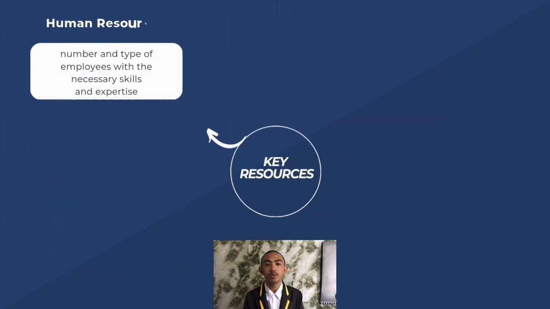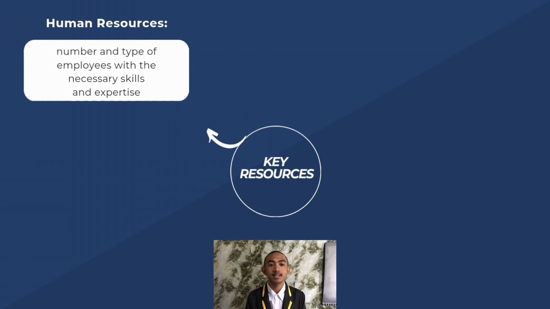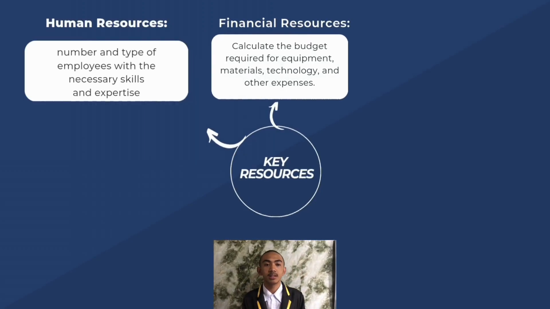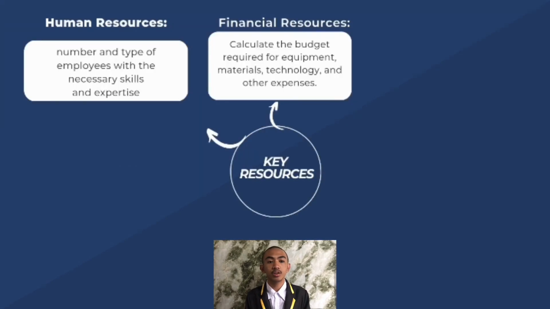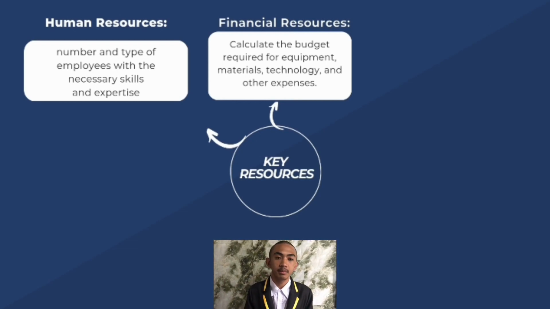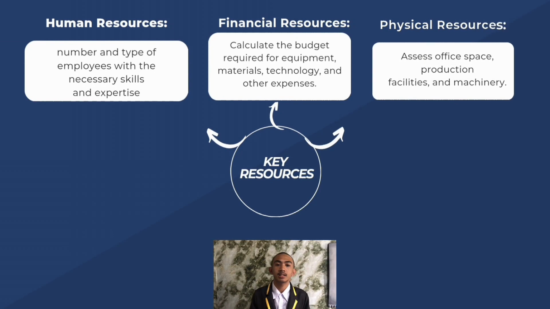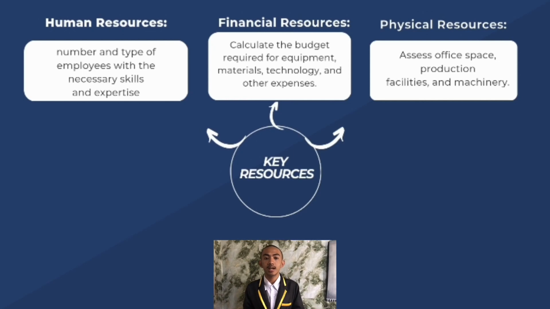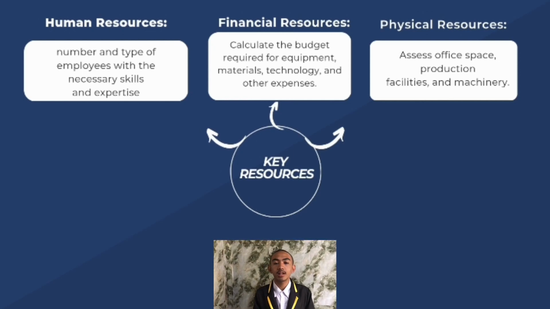It is important to consider the following key resources when creating an operational plan. There are some types of resources needed. Number 1, human resources. It includes assessing staffing needs, training requirements, and potential recruitment. Number 2, financial resources. Financial resources involves considering the cost associated with implementing the plan and ensuring adequate funding is available. Number 3, physical resources. This includes evaluating the availability and sustainability of existing resources and identifying the additional requirements.